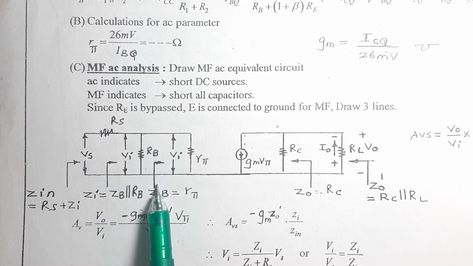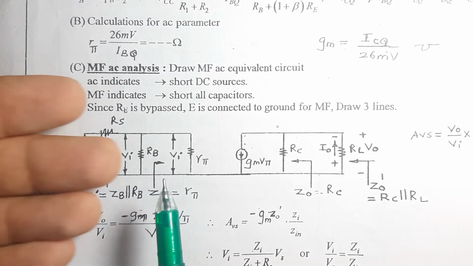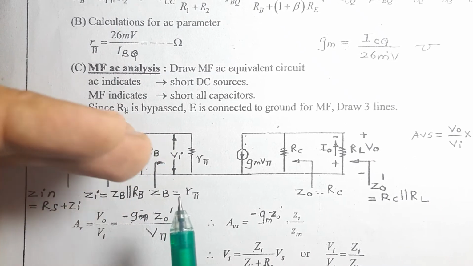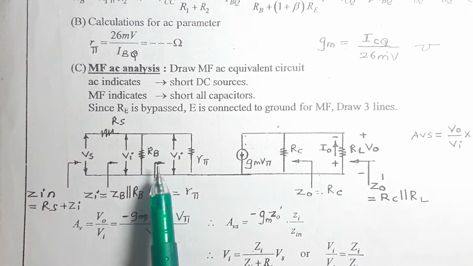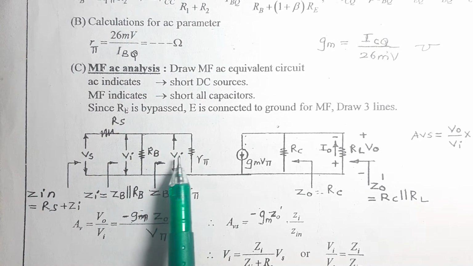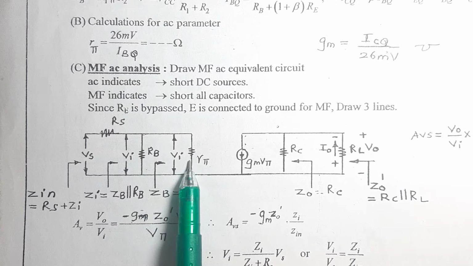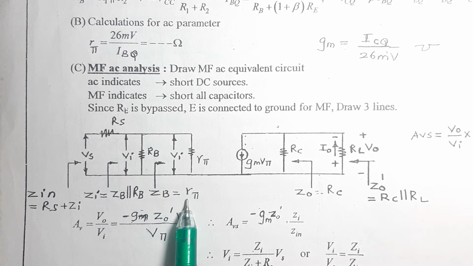If I am standing over here and I am looking into the network, I am looking inside the circuit diagram. So looking inside, if I am standing here, I see a resistance R pi. So your ZB will be nothing but R pi over here.